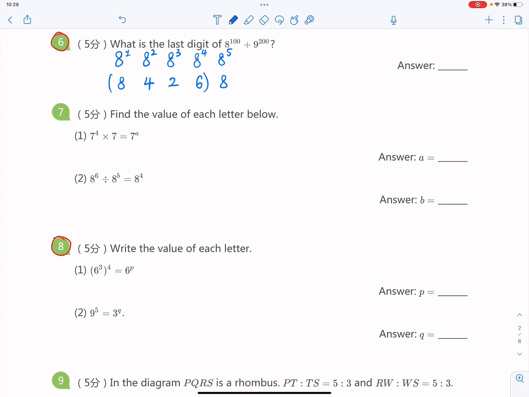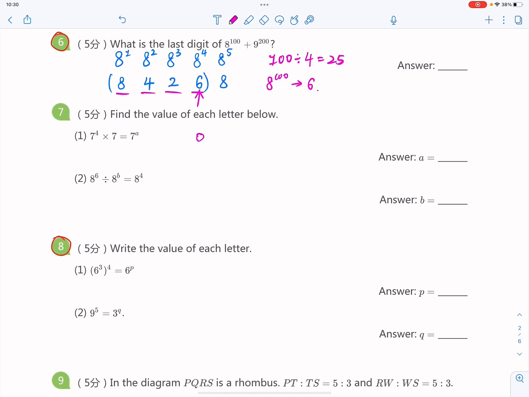And then we are looking for 8 to the power of 100. So you just divide 100 by how many numbers we have in the cycle. That will be 4 numbers, right? 1, 2, 3, and 4. So we'll have 25 complete cycles. That means the last digit of 8 to the power of 100 is just the last number of that cycle, of the 25th cycle. So we know the last digit of 8 to the power of 100 is 6.